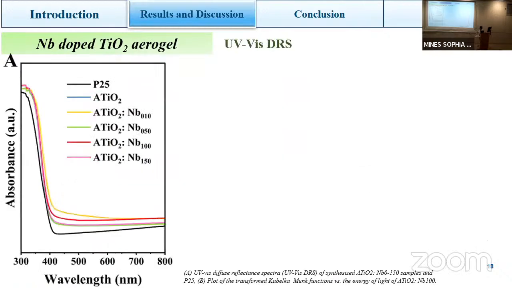And then we use UV-Vis to evaluate our light absorption ability. The black line is the commercial catalyst P25. Compared with P25 and the pure TiO2 catalyst, after niobium doping its light absorption ability is increased, and there is a redshift because of niobium doping. We can see from the light absorption ability that niobium doping increases it.